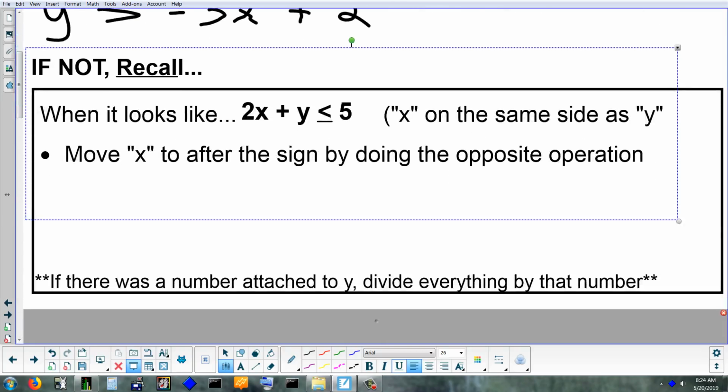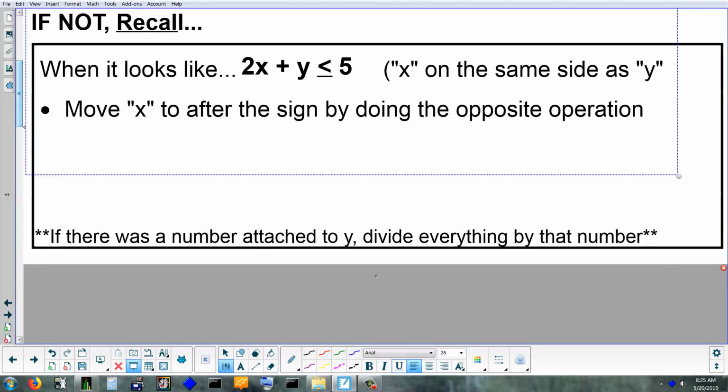I think in the one we did in the warm-up, there was a number next to y. I think it was a 3, because I remember 3, it went into everything evenly. So if there was a number attached to y, we would divide everything by that number. Now, whenever you're dividing an inequality by a number, is there any time that something special can happen that you have to remember? Think about when you do division with inequalities. Oh, the sign. The sign can flip. If you divide by a negative. Yep.